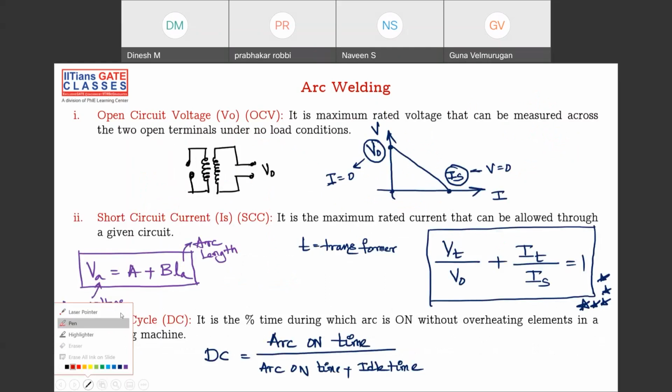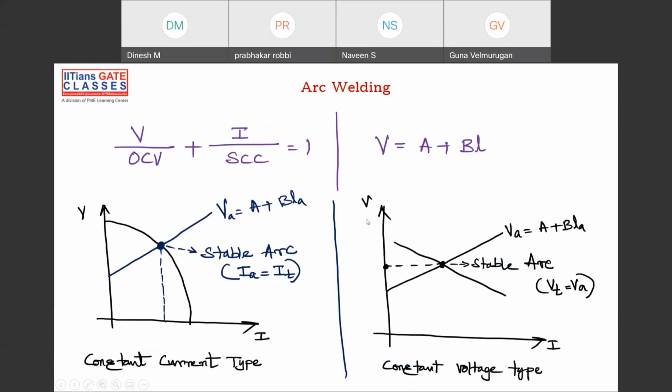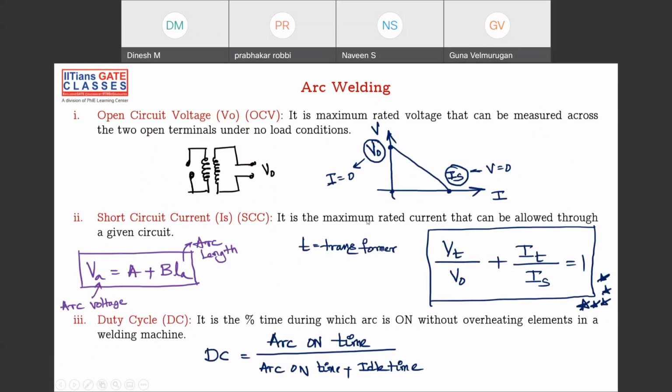Now let's discuss something on the parameters, right? There are three things. One is open circuit voltage, another is short circuit current, and another is duty cycle. We'll be discussing these three things in a row.